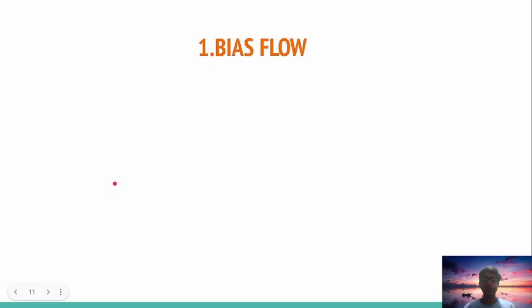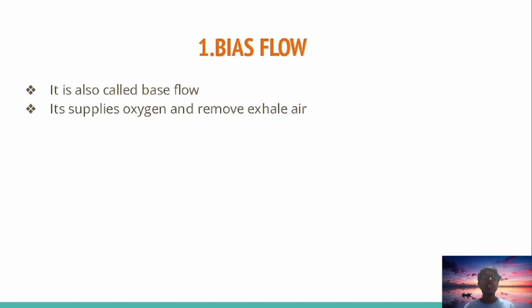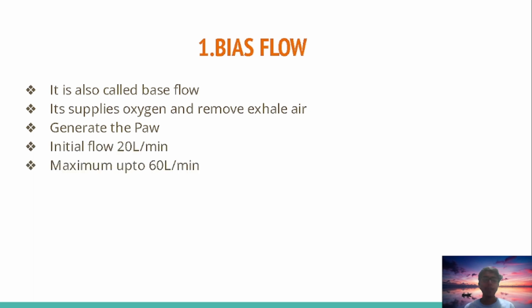Okay, now we will see what is bias flow. It is also called base flow. What it will do is supply oxygen, remove the exhaled air, and generate the airway pressure. Initially they start at 20 liters per minute, and maximum they will go up to 60 liters per minute. So what are the parameters?